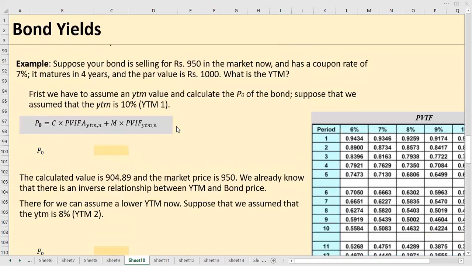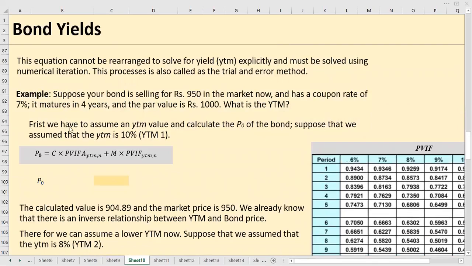So first I am going to assume 10% as the required rate of return. You can assume any rate you want, but just for ease of this particular exercise, I am going to assume 10% as the required rate of return, right? So when I assume 10%, I am going to calculate the price of this particular bond, assuming that the required rate of return is equal to 10%. So let me go straight into the table, and we know the formula. This is the formula that I am going to apply.